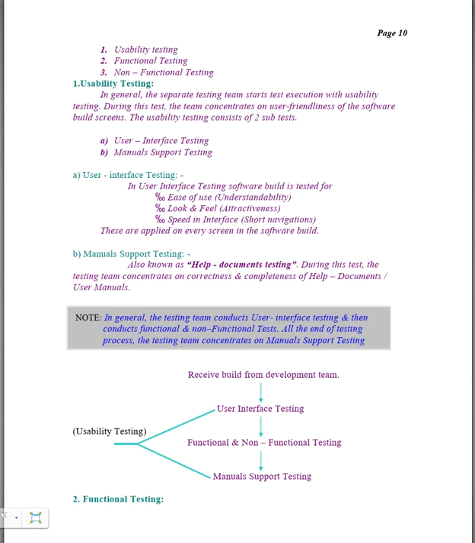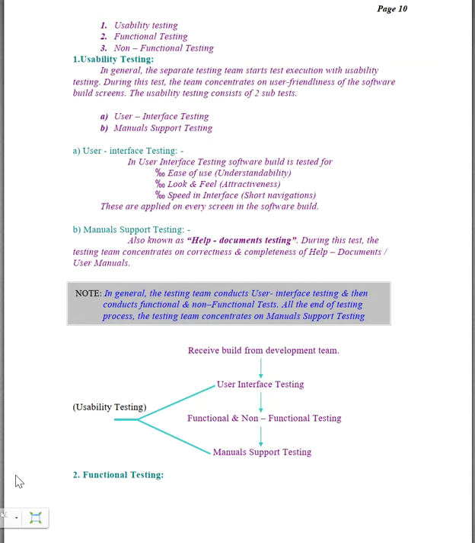Usability testing checks whether the application is user friendly. That's what we are trying to get out of usability testing. There is user interface testing and manual support testing. Those are the two subtests that come under usability testing. In user interface testing, it will be mostly on the ease of use, the look and feel, and the speed of the interface, etc. In manual support testing, the testing team concentrates on the correctness and the completeness of the help documents for the business users or whoever is using them, so that they can easily move through the application.